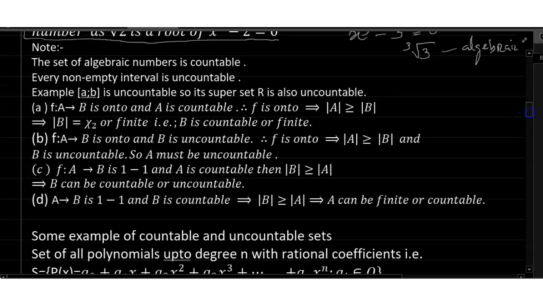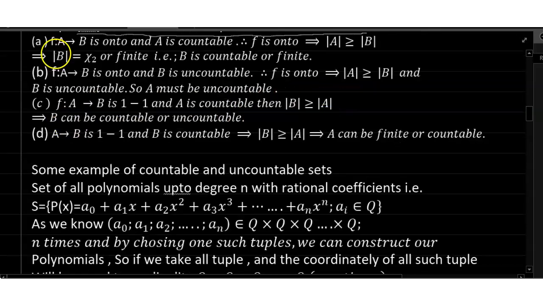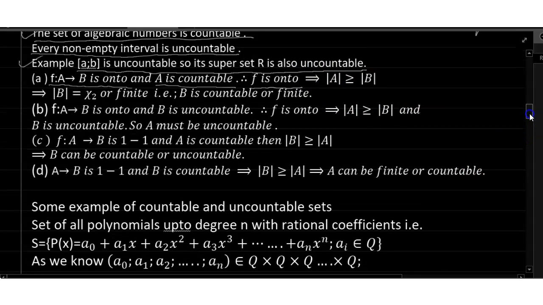Very simple. And another note is the set of algebraic numbers is countable, and every non-empty interval is uncountable. Example: (a, b) is uncountable, so its superset R is also uncountable. If f: A → B is onto and A is countable, and f is onto, that is, |A| is obviously greater than or equal to |B|.